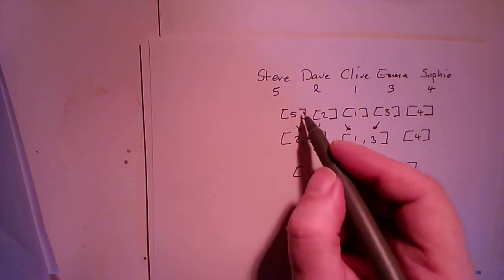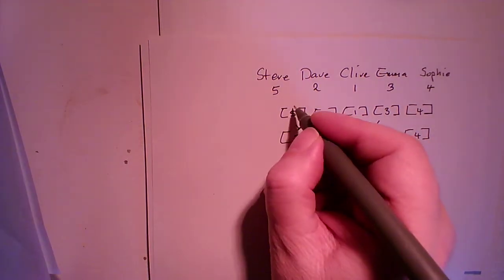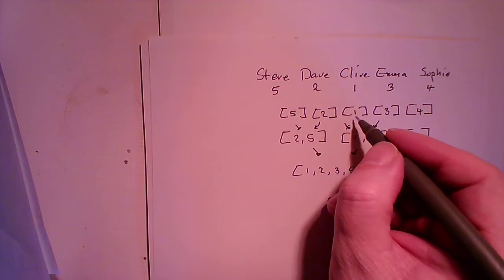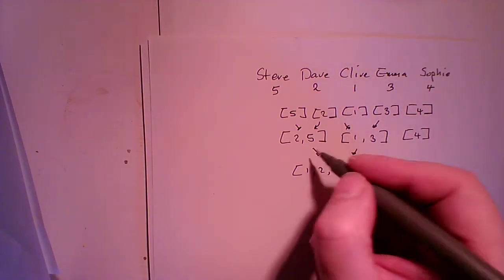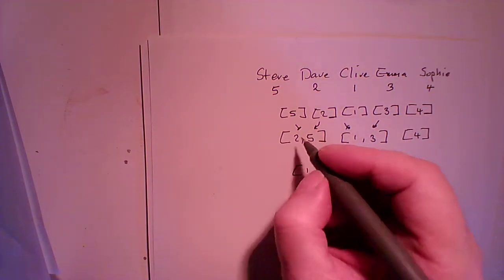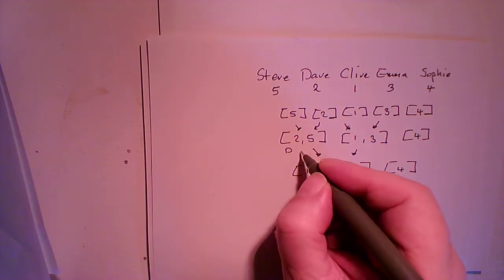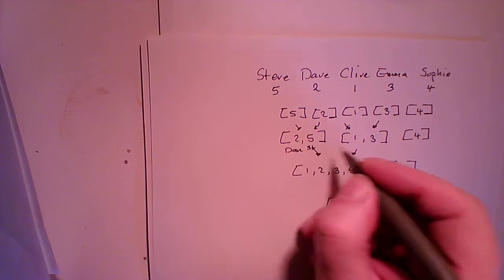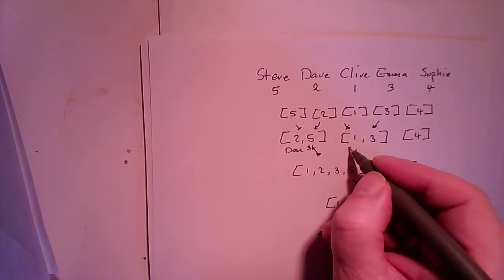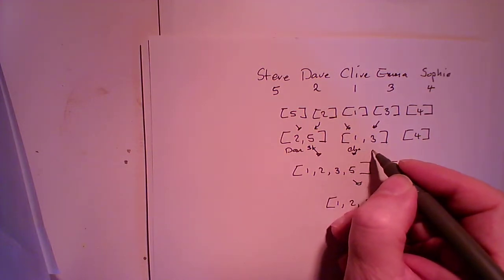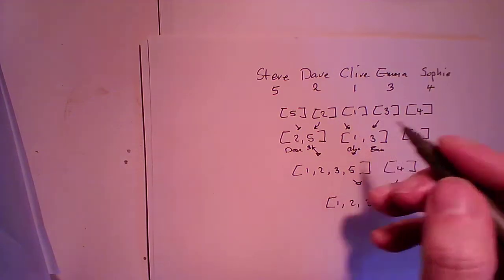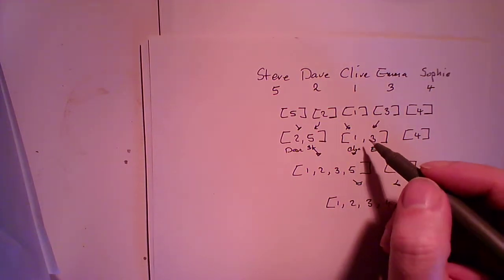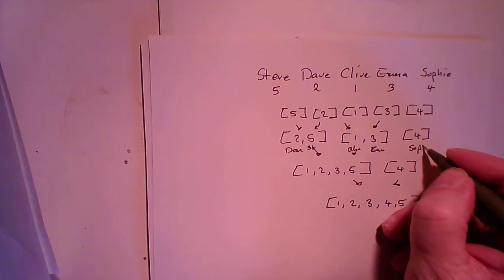And you could just replace these with the words. So that one would be Steve, Dave, Clive, Emma, Sophie. That would be Dave and Steve. That one would be Clive and Emma. So you could do it in numbers and replace the words.